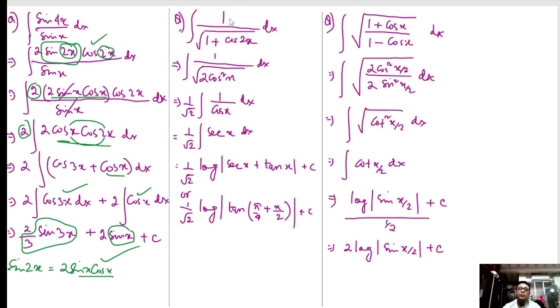integration of 1 by root over 1 plus cos 2x. Now 1 plus cos 2x is 2 cos square x. So 1 by root 2 goes out. Cos square x root becomes cos x. So this is sec x. And please keep in mind that integration of sec x is log of sec x plus tan x. So let me show you the formulas. Integration of sec x is log of sec x plus tan x.